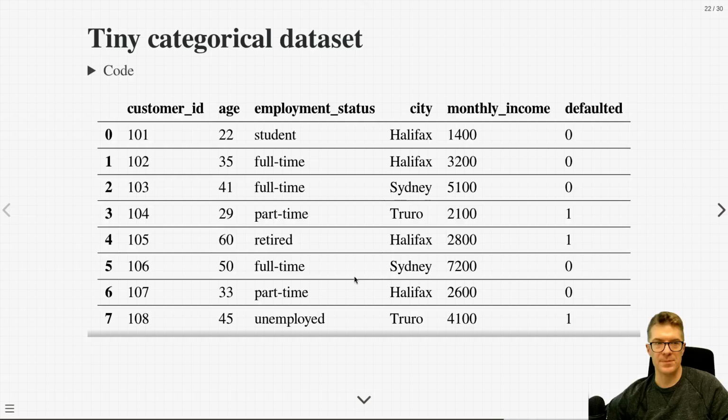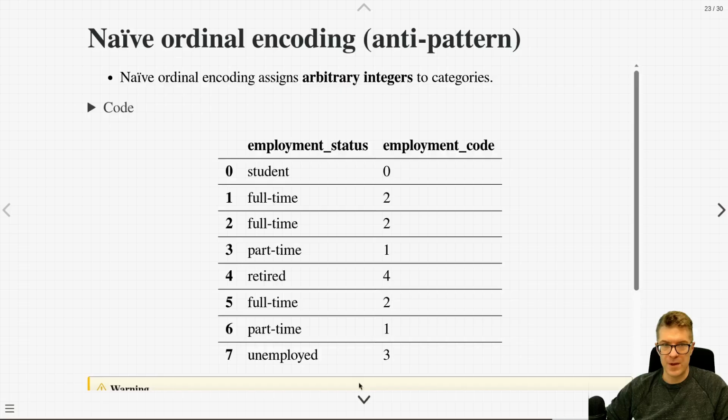Here's another example. We have more categories now. So we have customer IDs, we have ages, which is a number, we have student status and city, which are just labels, and then we have income and defaulted like we have before. So we want to dig into this and see if there's any pattern that relates employment status to other aspects of our data set.